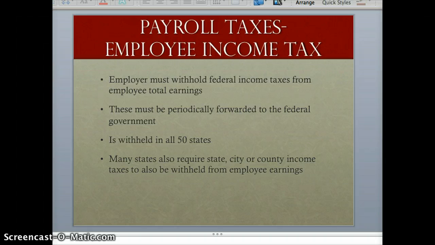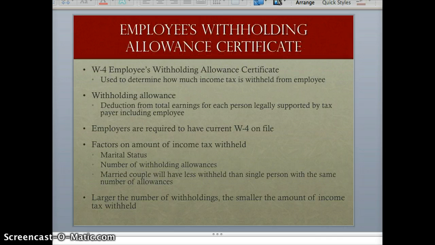In addition to that, many states also require state, city, and county income taxes to be withheld. And those of you who have jobs can see on your check stubs that you do have, in the state of Nebraska, state taxes withheld.